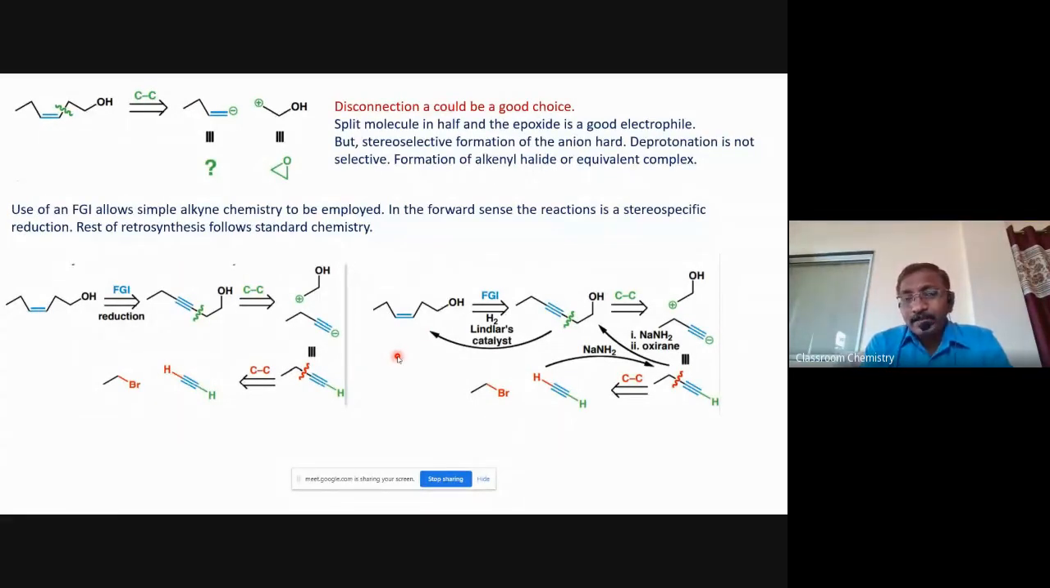So remember that when you carry out disconnection, you should observe the stereochemistry also. Not randomly can you carry out the disconnection. That is a very important part.